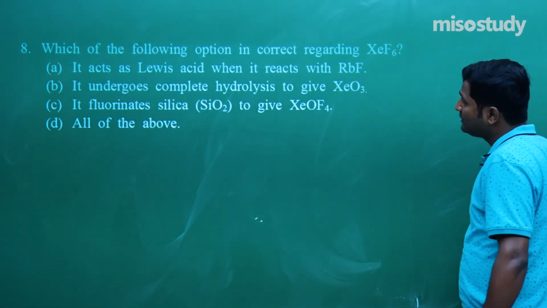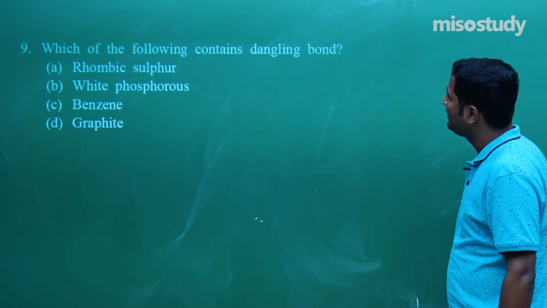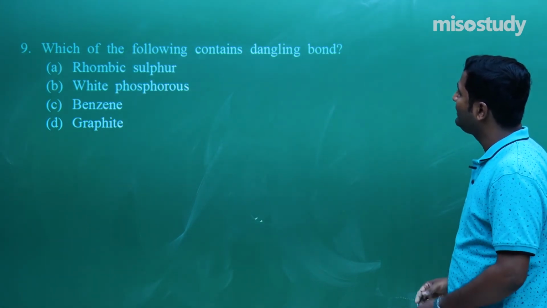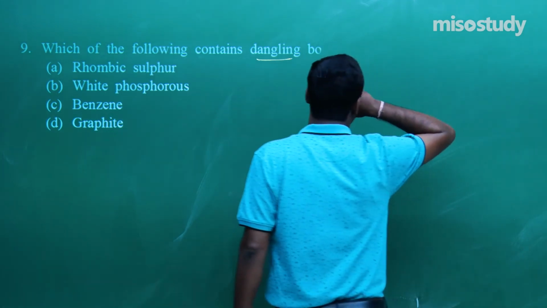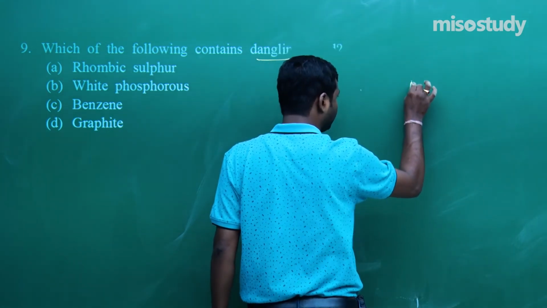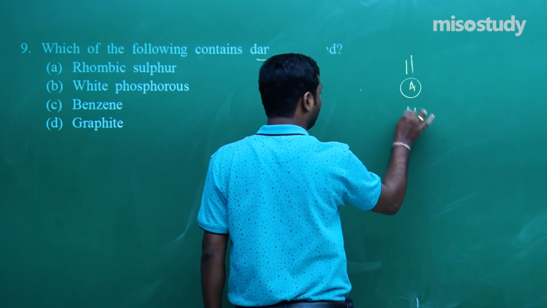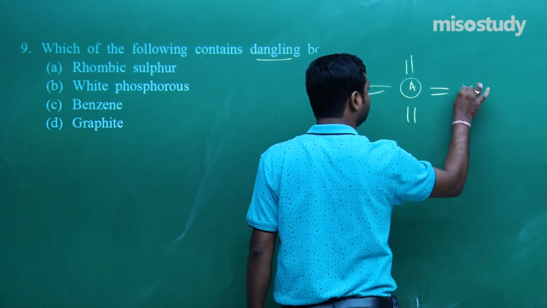Now let's move to the next question, question number 9. Which of the following contains a dangling bond? This is a GK-GS type question. A dangling bond is like this, such linking.